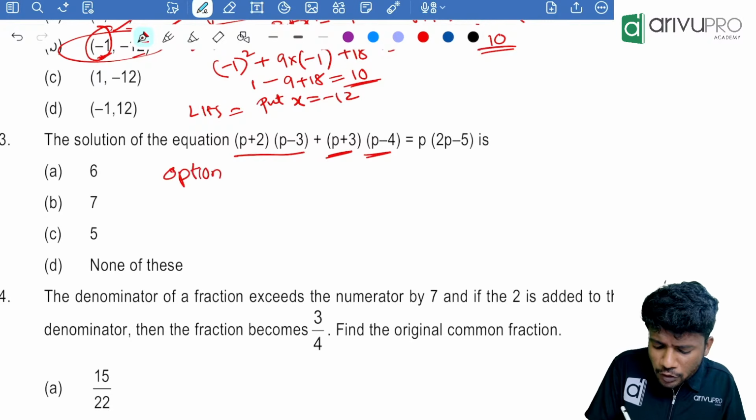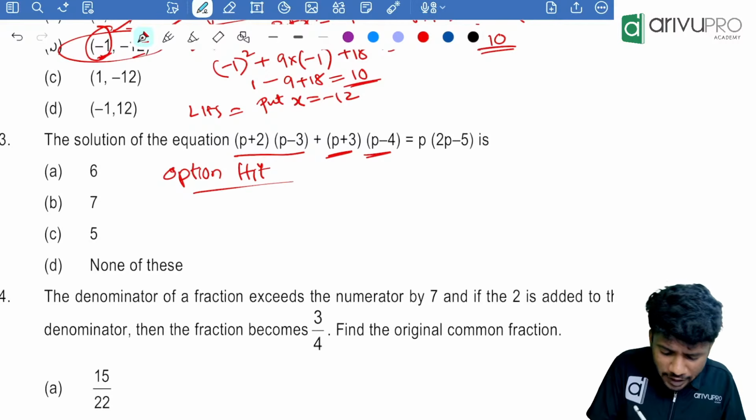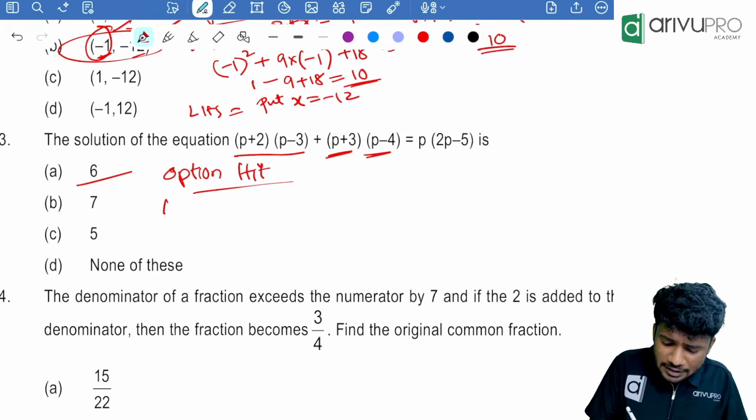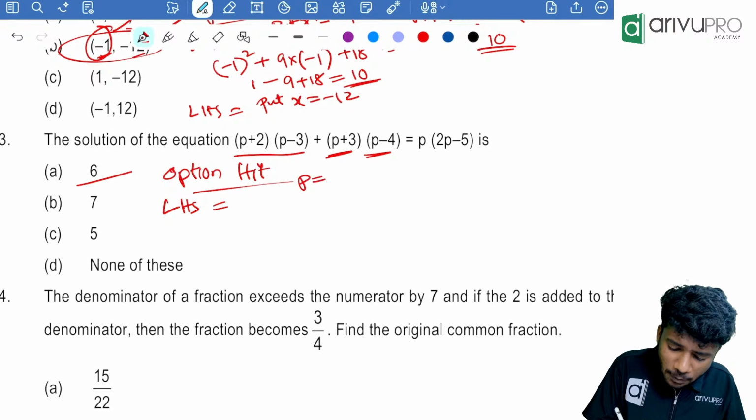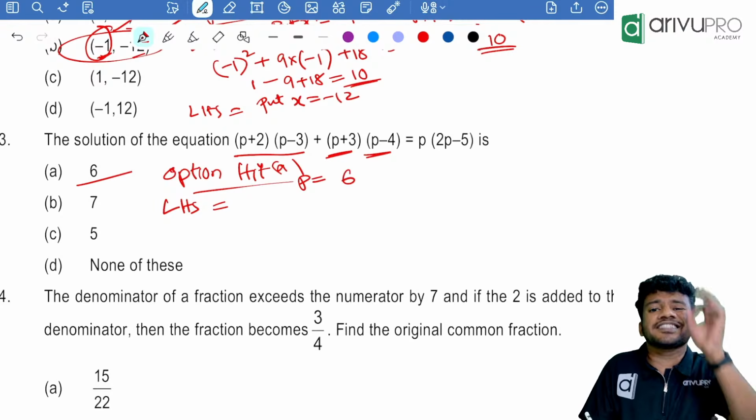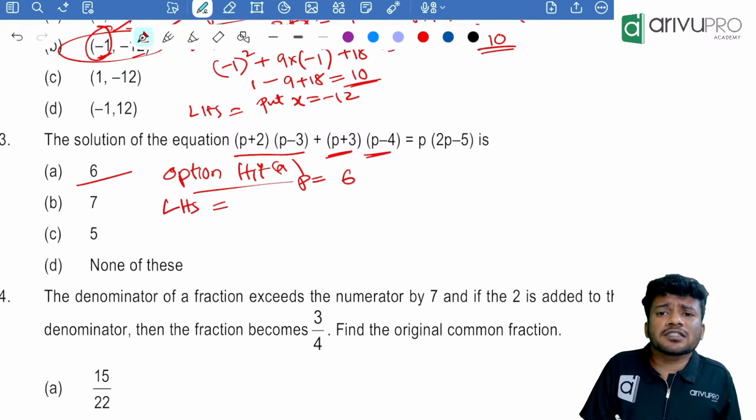Here also we are going to do option hit. Now try option A itself. Try LHS. LHS will become what, people? Instead of P, you are going to put 6 when you are trying option A. That means 6 plus 2 is how much?